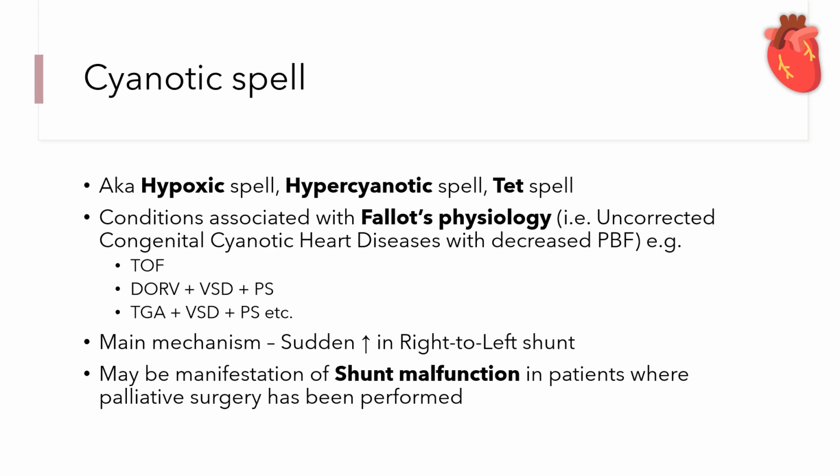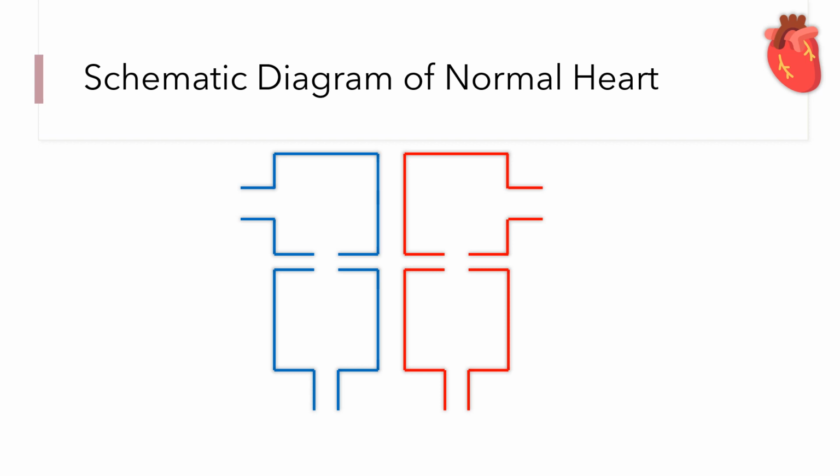We'll understand this now. To understand this, first we need to understand the schematic diagram of a normal heart. In this picture, the blue chambers are the right side heart chambers and the red chambers are the left side heart chambers. So what are these chambers? This vessel here is the schematic representation of the superior vena cava and inferior vena cava. This is draining into the right atrium, which is draining into the right ventricle via the tricuspid valve, and the right ventricle is pumping into the pulmonary artery.